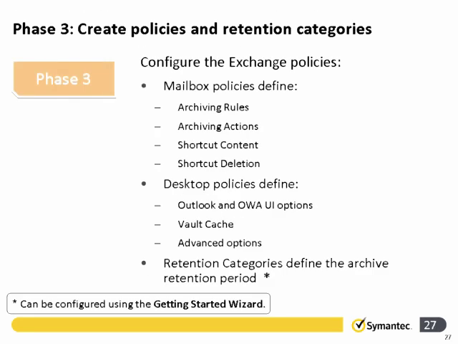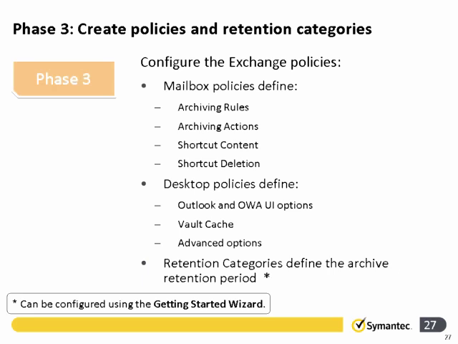Moving on to Phase 3 is to create the policies. You're going to define the mailbox policies, and in the mailbox policies you're going to determine the archiving rules and actions and the shortcut content and deletion. We're going to cover those in more detail later in this particular lesson. You can also specify the desktop policies. Typically the desktop policies deal with the user's user interface, and you can set them up with custom settings for Outlook and Outlook Web Access, as well as Vault Cache and Virtual Vault. And then we also have some advanced options for all of those as well.